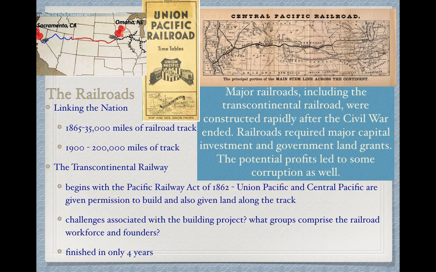But if you just look at that number right there, the explosion of railroad track from 1865, we have 35,000 miles of railroad track. All the way into 1900, you have 200,000 miles of railroad track. It's railroad companies like the Union Pacific, the Central Pacific, and the Northern Pacific that are going to build their tracks during this time period. In 1862, you have the Pacific Railway Act, which is going to be the initiative that starts the Transcontinental Railway. It goes so fast because it's finished in only 4 years.